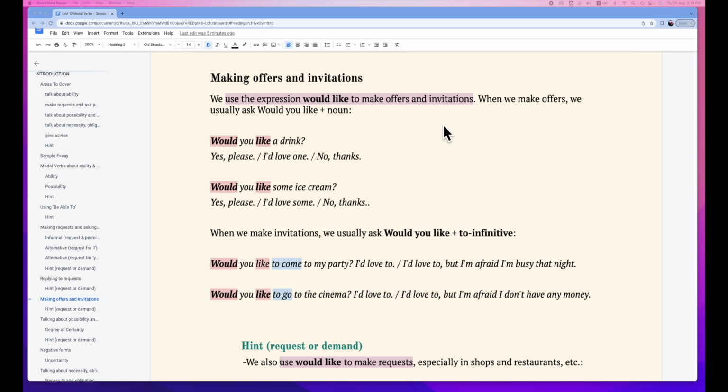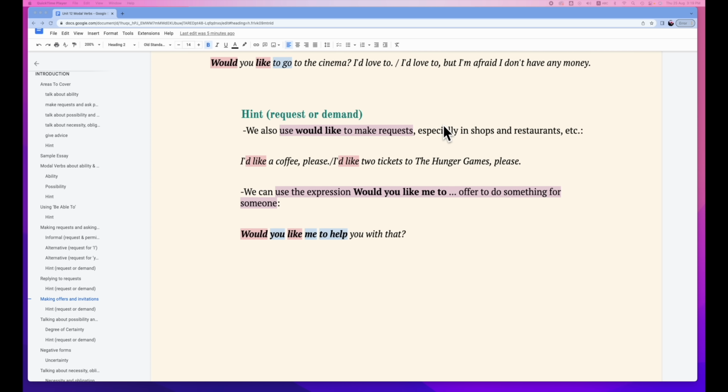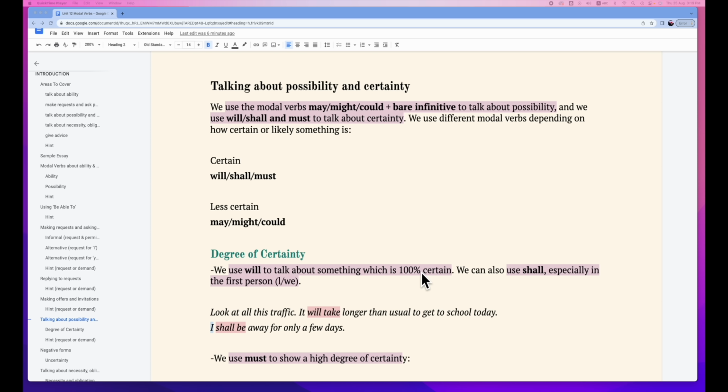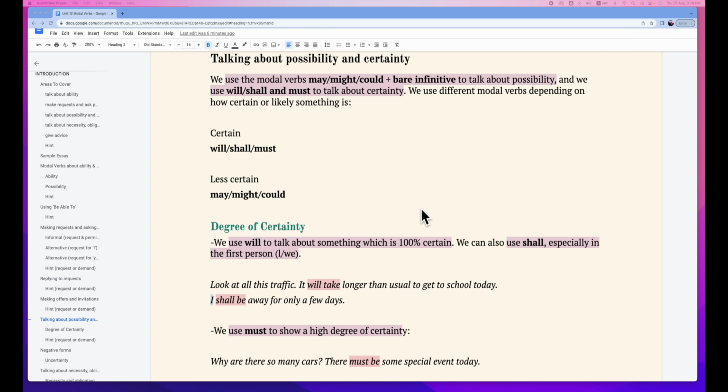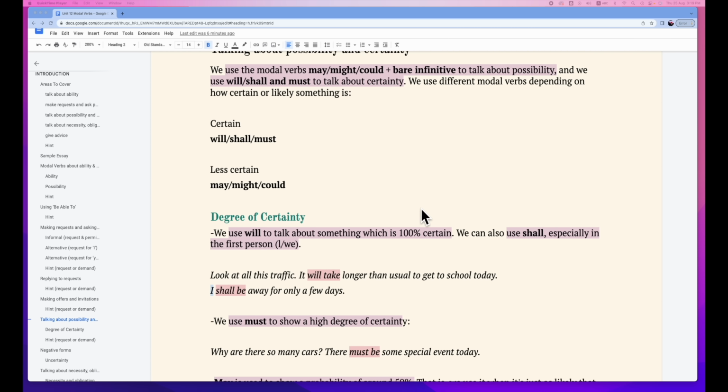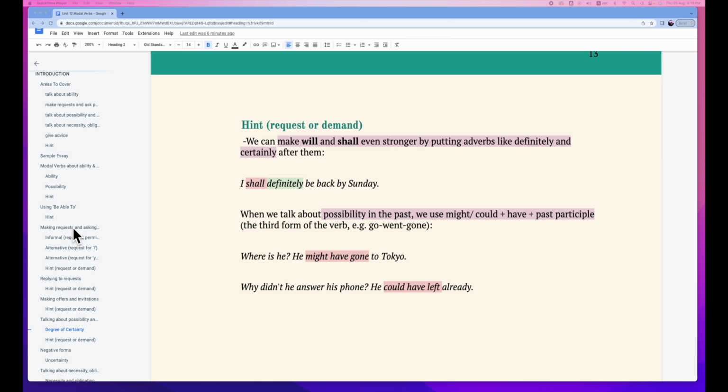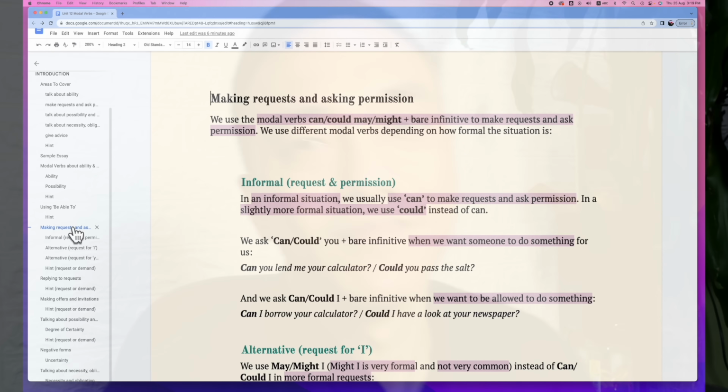Making offers, invitations, there are some modal verbs we could consider. Would like or would like to make a request or even an invitation. For something that is more certain and higher possibility, we could use will, shall, must, and for less certain, we have to use might, may, and could. And also, there are some other things that we could use for request and demand. Let's take a look into something in more detail.